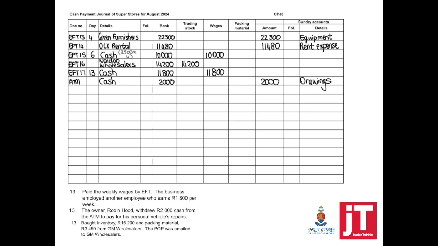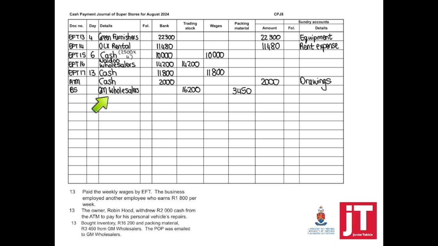On the same day, so there's 3 different transactions on the same day. Bought inventory 16,200 and packing material 3,450 from GM wholesalers. The proof of payment was emailed to GM wholesalers. So they specifically said that we made a direct payment. That's why my source document is bank statement.